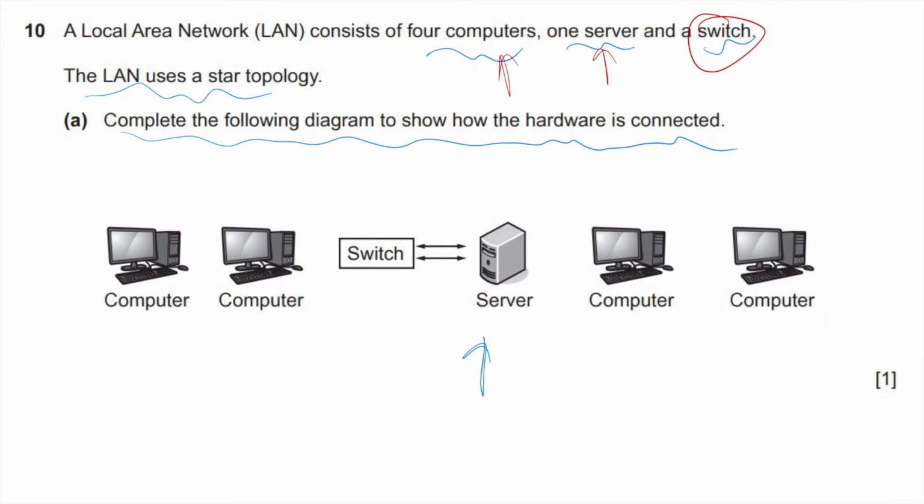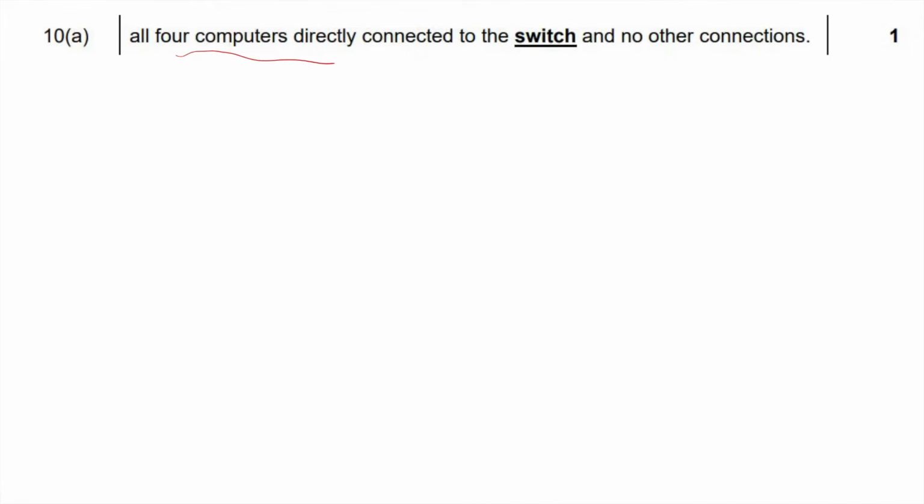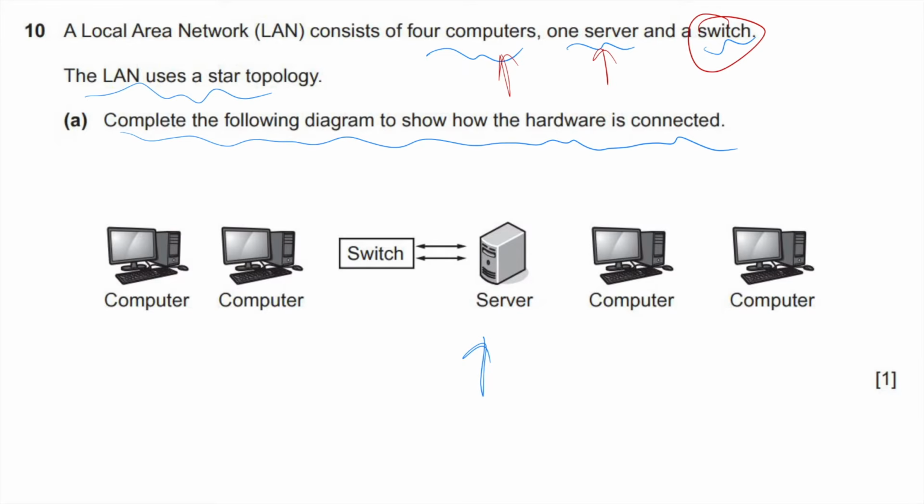So basically the answer is all 4 computers are directly connected to the switch. It doesn't really say anything about the server, but I would assume that the server is also connected to the switch as well. It doesn't give much detail, which is kind of weird, but basically every device is going to be connected to that network device. So every computer, of which a server is usually just a computer, is going to be connected to that network device.